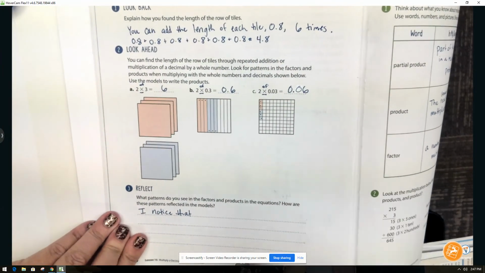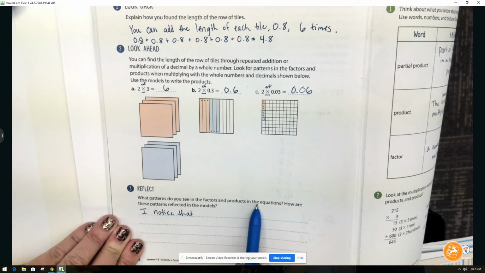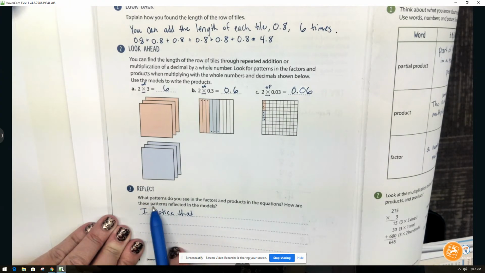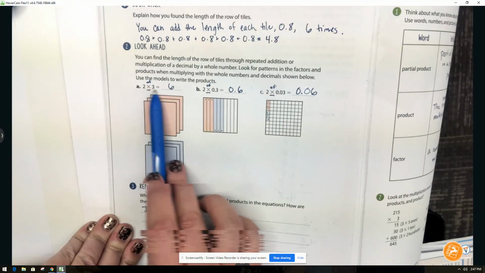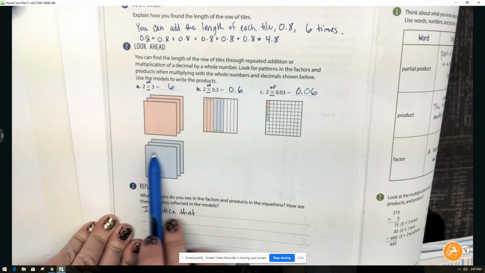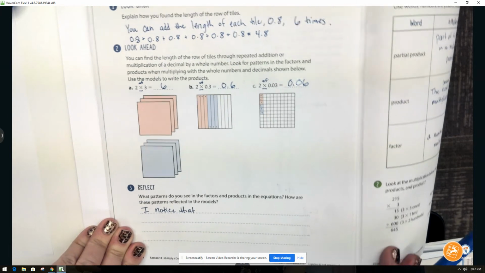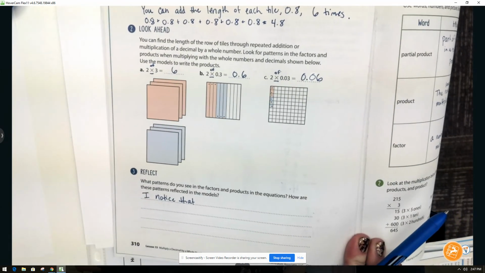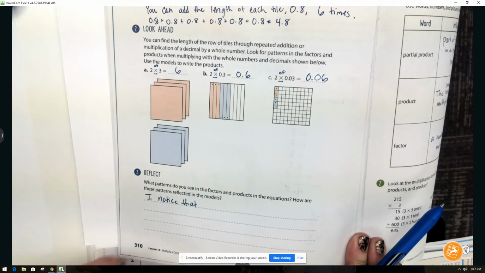Interesting. Now, what I want you to do right now is, what patterns do you see in the factors and products in the equations? How are these patterns reflected in the models? So I want you to tell me, what do you notice about each of these equations and each of these models? Go ahead and pause the video and write down what you notice. When you're ready, come back and then we will go to the next page.